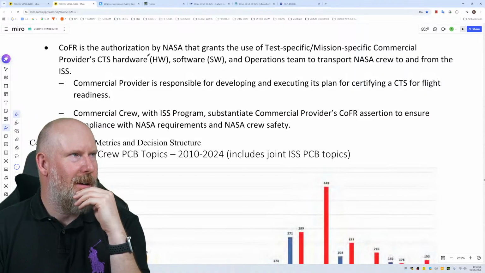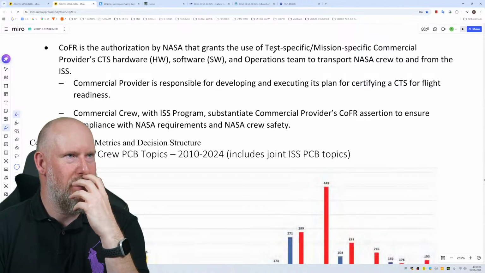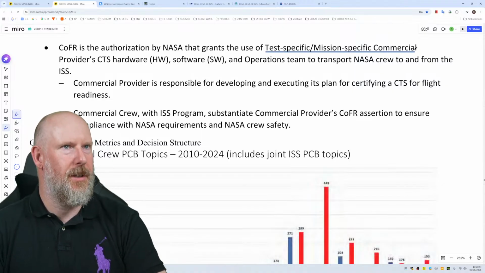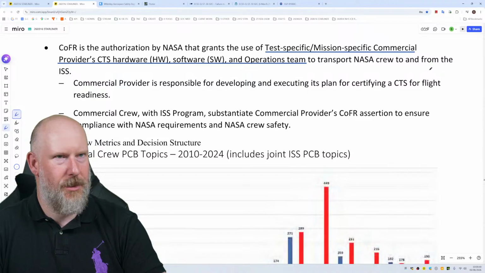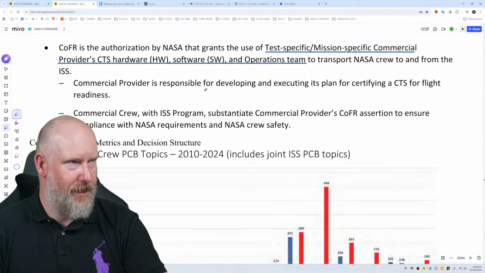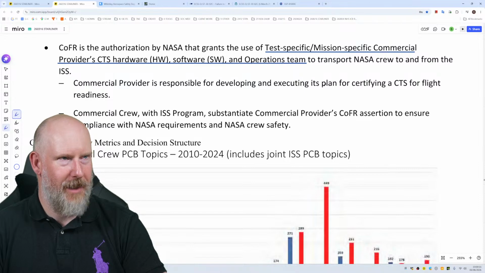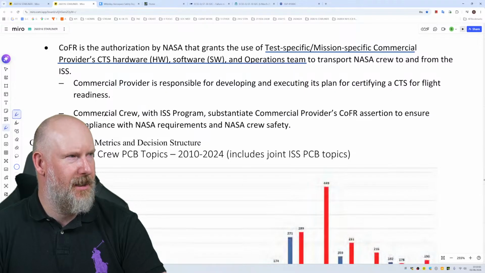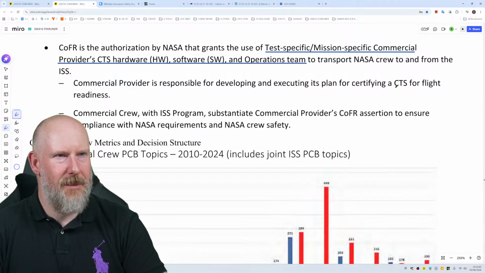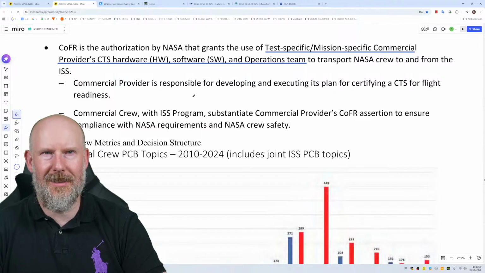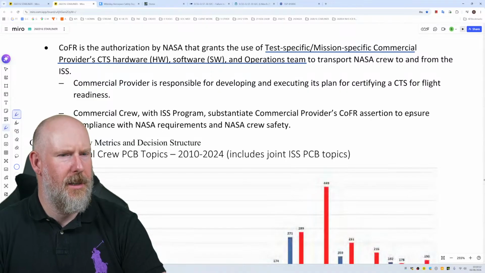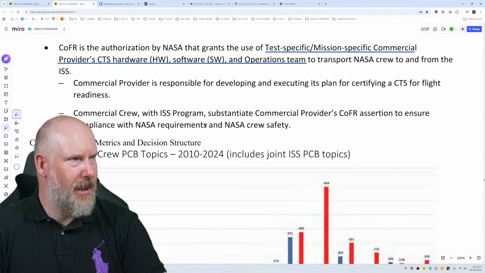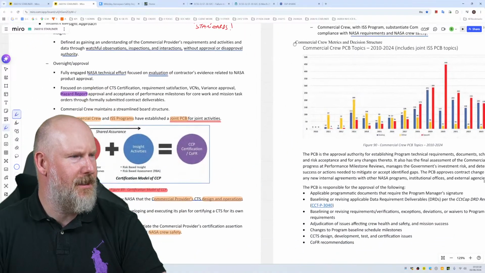Anyway, let's go. COFR is the authorization by NASA that grants the use of test-specific, mission-specific commercial provider's CTS hardware, software, and operations team to transport NASA crew to and from the ISS. Commercial provider is responsible for developing and executing its plan for certifying a CTS for flight readiness. Is it not certification for safe flight, not just flight readiness? I don't know. Commercial crew with ISS programs substantiate commercial providers' COFR assertion to ensure compliance with NASA requirements and NASA crew safety. Isn't that just the same?